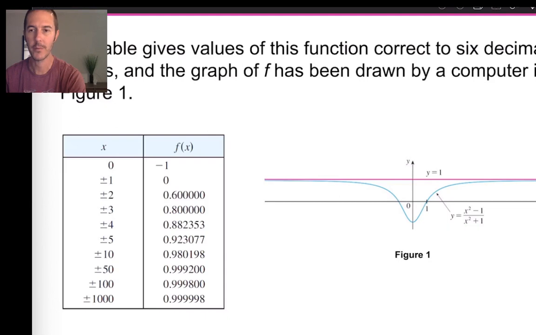Whether you put in a positive 4 or a negative 4 and you square it, it's going to turn into a 16. So that's why the left-hand column is being consolidated, so to speak, by using these plus or minus symbols. But whether your x values are increasing in the positive or negative direction, as you keep plugging them in, you see that the corresponding y value gets closer and closer to positive 1.